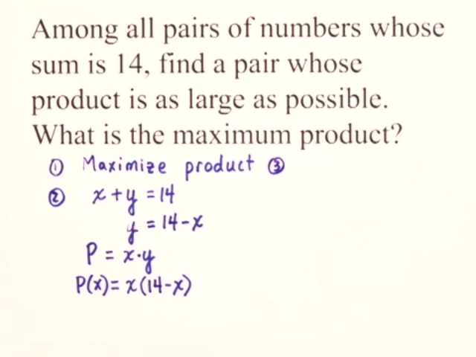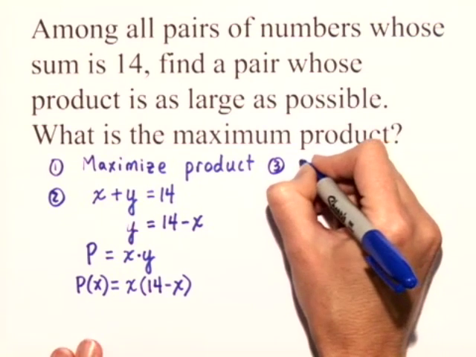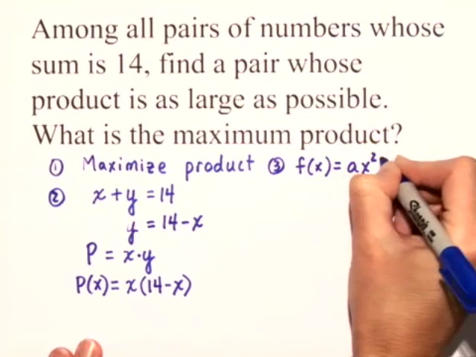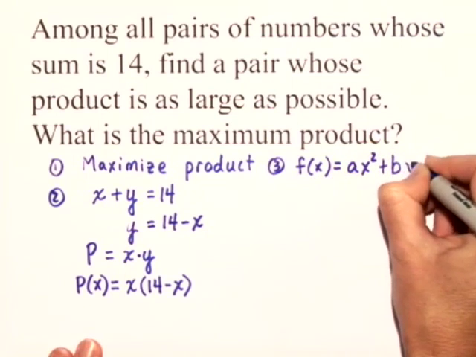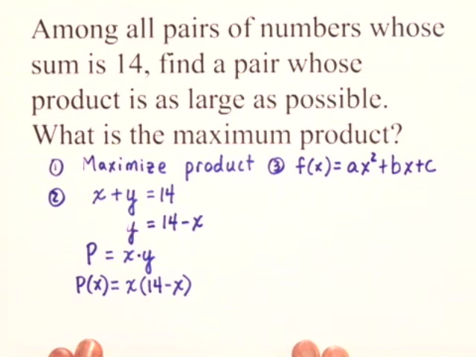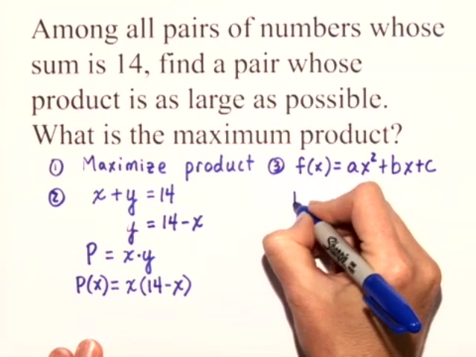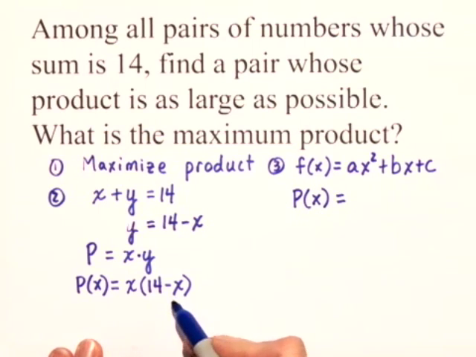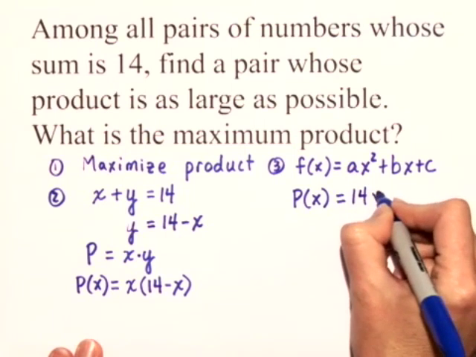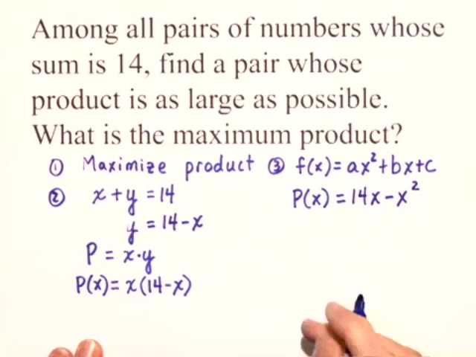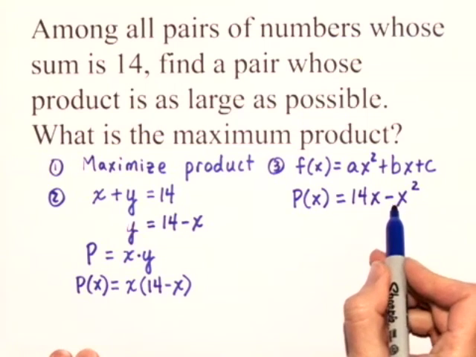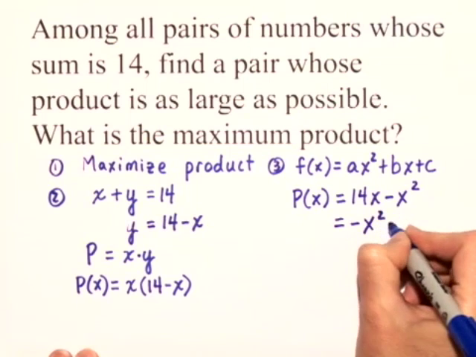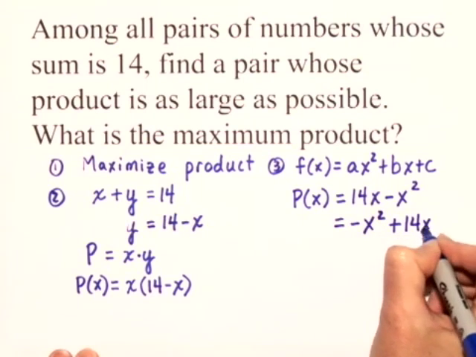We want to write this quadratic function in this form: f of x is equal to ax squared plus bx plus c. So in this case, our function is actually p of x, and that's equal to, let's distribute the x through, 14x minus x squared. And in order to write it in standard form, we'll write it in descending order. So it's negative x squared plus 14x.